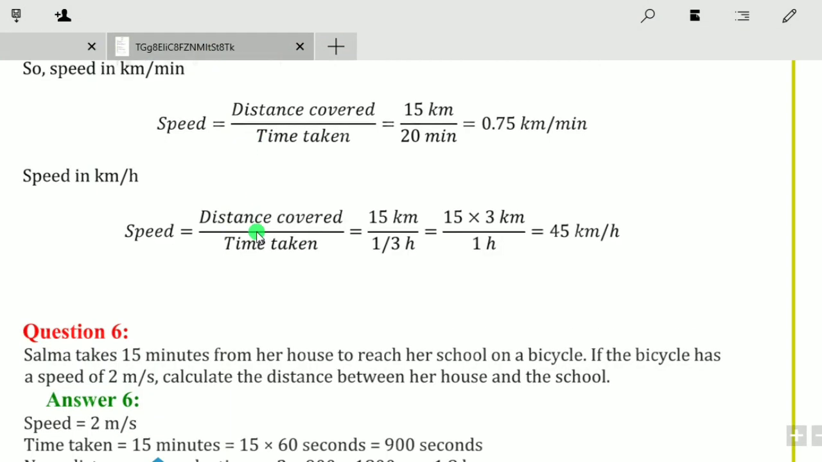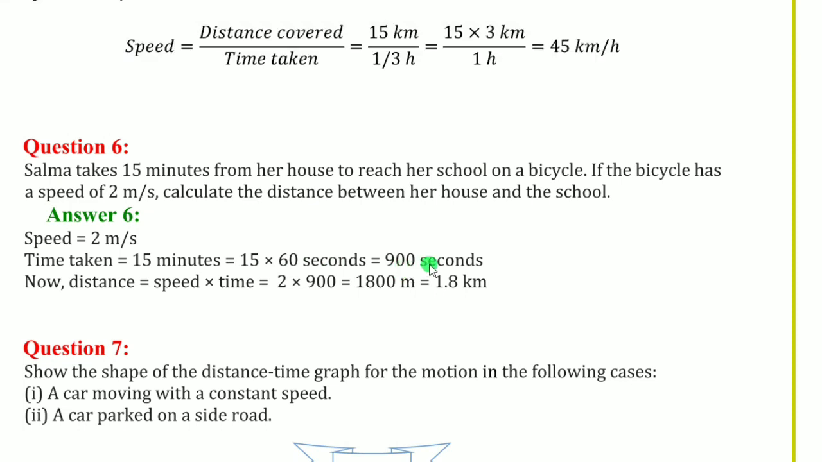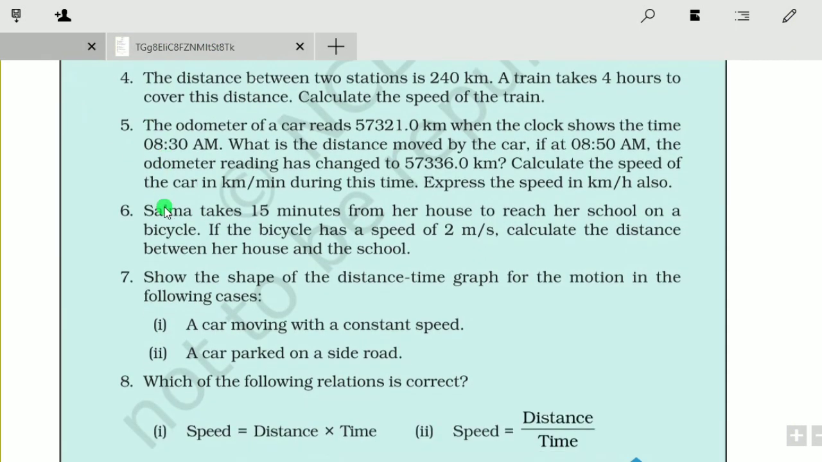So see the answer here. 15 minutes, 15 into 60, it is 900 seconds. In the answer don't write seconds, you should write only s. Now distance will be speed into time, so 2 into 900, 1800 meter, and you know 1000 meter is equal to 1 kilometer. So divided by 1000, it will give you 1.8 kilometer. If you write only 1800 meter, then that will also be a correct answer. Now go to the next question.